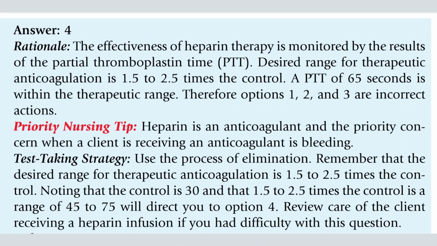Answer: 4. Rationale: The effectiveness of heparin therapy is monitored by the results of the partial thromboplastin time, PTT. Desired range for therapeutic anticoagulation is 1.5 to 2.5 times the control. A PTT of 65 seconds is within the therapeutic range. Therefore options 1, 2, and 3 are incorrect actions.